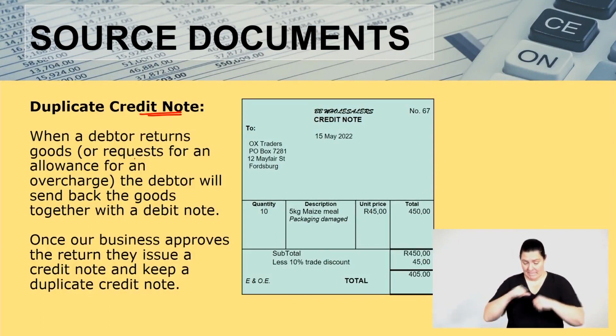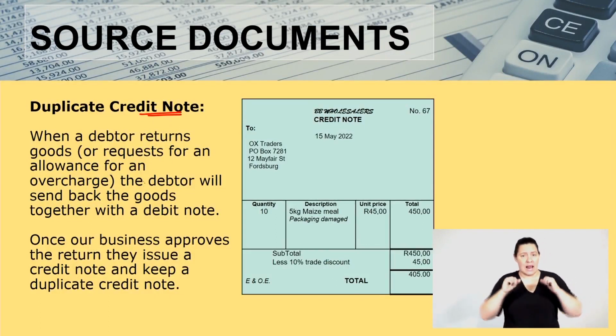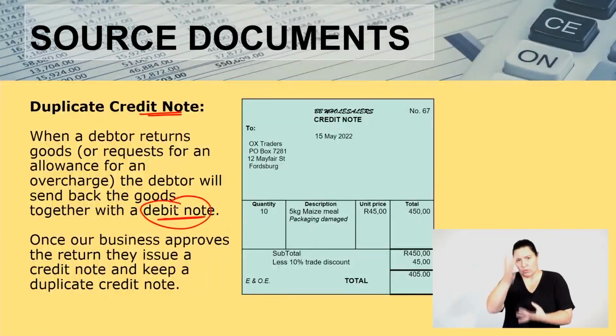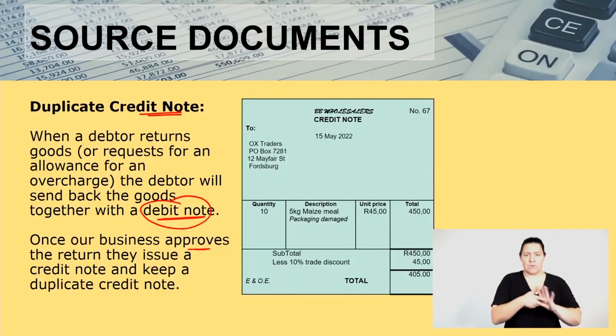When a debtor returns goods or requests for an allowance, the debtor will send back the goods together with a debit note. So, remember, the debtor has taken the goods to his or her business. When they bring back the goods, they bring back the goods with a debit note. Goods must always be accompanied by a source document. So when the debtor brings back the goods to our business, they'll come back with a debit note. And once our business approves the return, they then issue what we call a credit note.